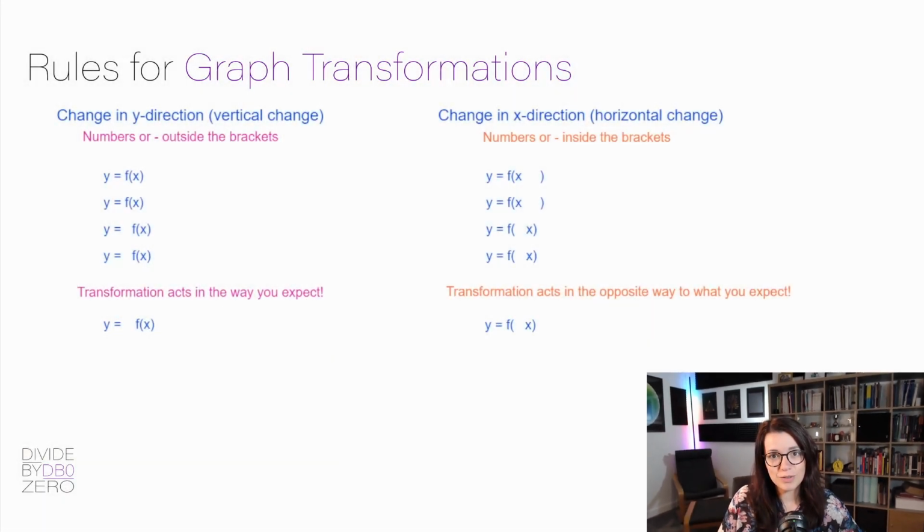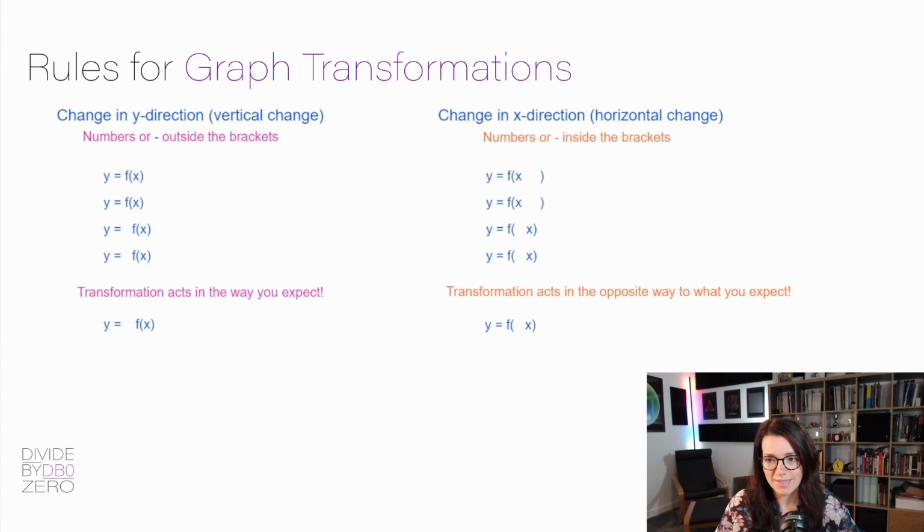I've split them out into two sections. One is for a change in the Y direction, or a vertical change, and the other is for a change in the X direction, or a horizontal change. If we start with vertical changes first, this is when you have numbers or a negative symbol outside the brackets.